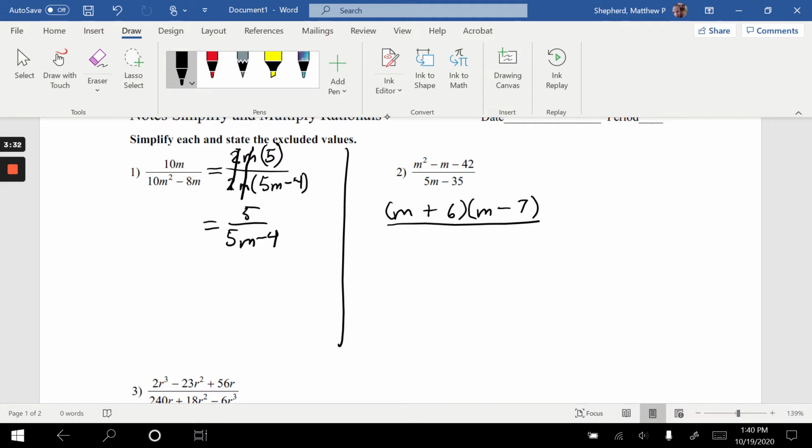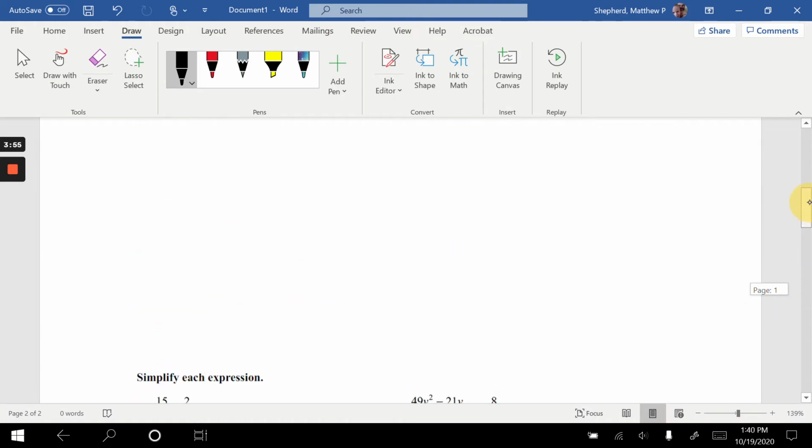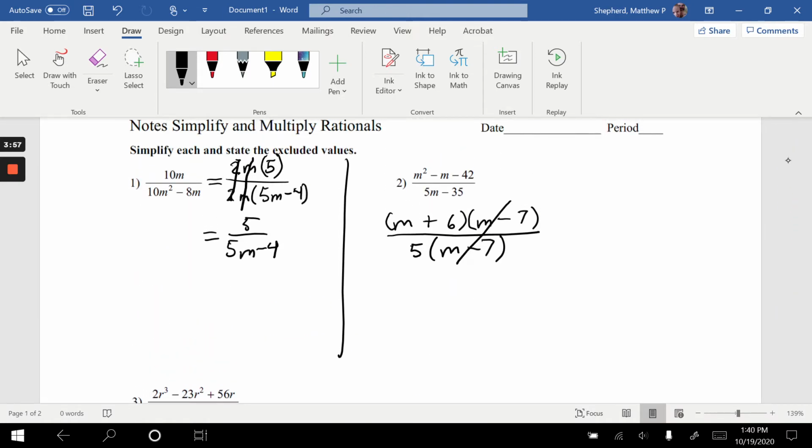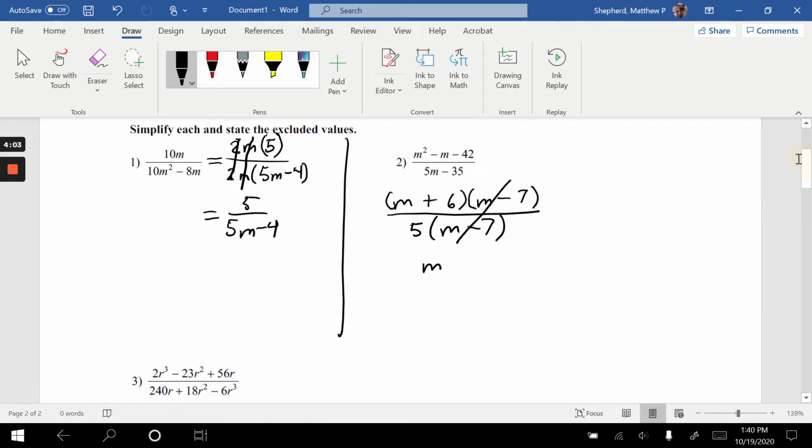Let's factor the bottom. Both of those we can take out a 5, so I can rewrite the bottom as 5 times m minus 7. Okay, which is then going to simplify m minus 7 over m minus 7. That's a 1. And we're left with m plus 6 over 5.